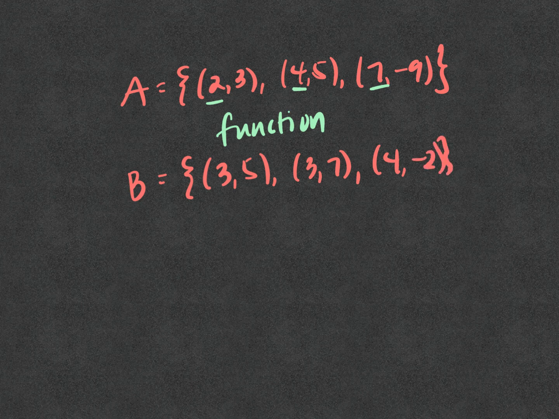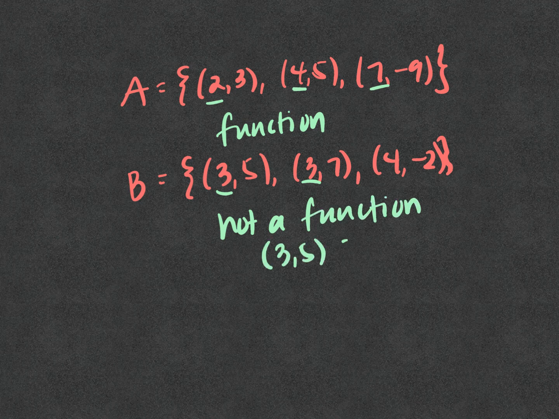Oops. Now this one is not a function. Look at the 3's. The 3 has the points (3, 5) and (3, 7). So this one is not a function, and the reason is that we have (3, 5) and (3, 7). Let's talk about this one.